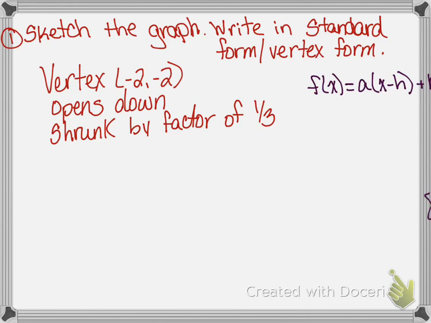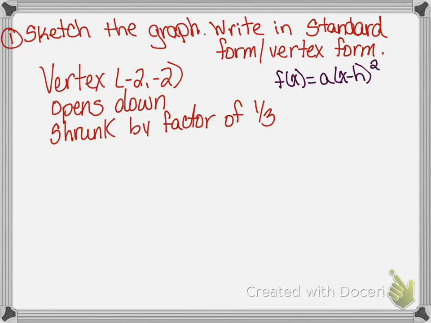I'm not really sure why that wouldn't let me keep going over there, so I'm going to write it a little bit closer over here. So we've got a. a is going to be our positive or negative to tell if the parabola goes up or if it goes down. It's also going to be our stretching and shrinking factor, so that goes on the outside. Then (x minus h) squared plus k. And (h, k) is your vertex, okay?